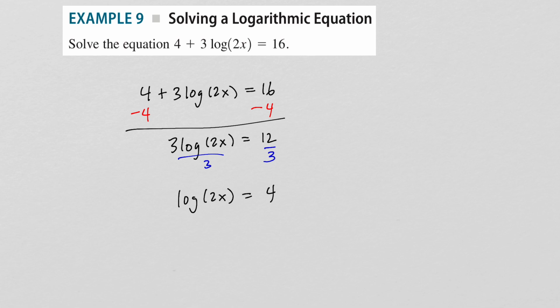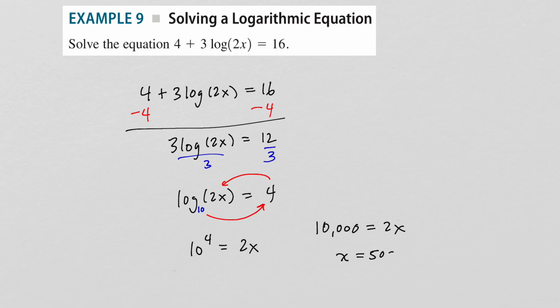And now we keep in mind that log here means log base 10, and then we can change this into exponential form. So we can say 10 to the 4th power is equal to 2x, and that means 10,000 equals 2x, so x must be equal to 5,000.